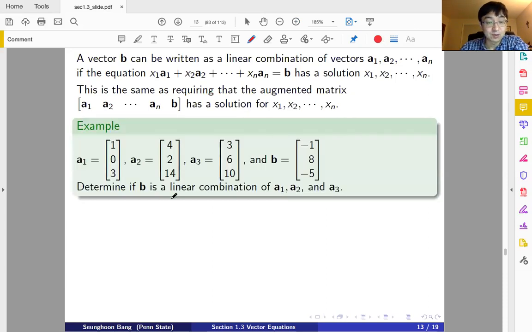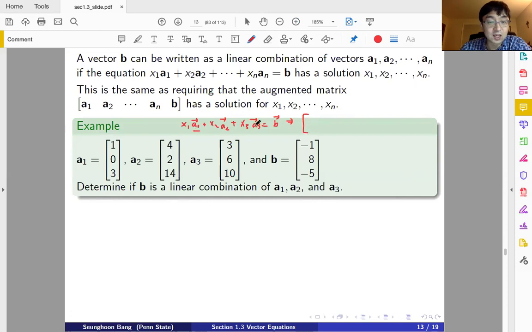So this is an example. Determine if B is a linear combination of A1, A2, A3. You can check whether this has a linear combination or not. How can you do that? You can change it to x1 vector A1 plus x2 vector A2 plus x3 vector A3 equals vector B. So what does it mean? This is exactly the same as a linear system.